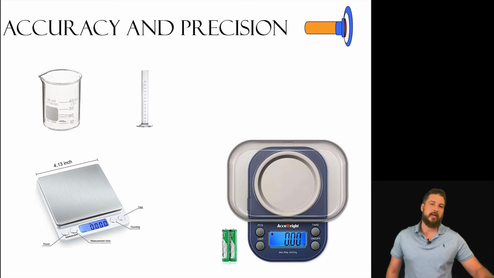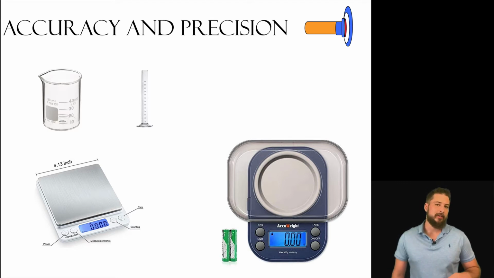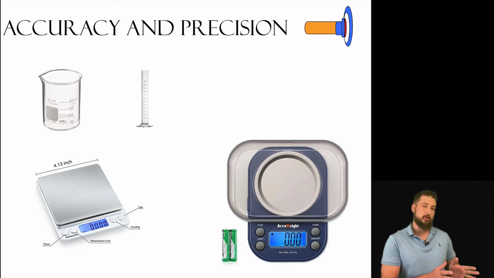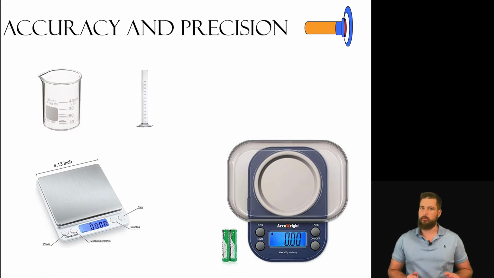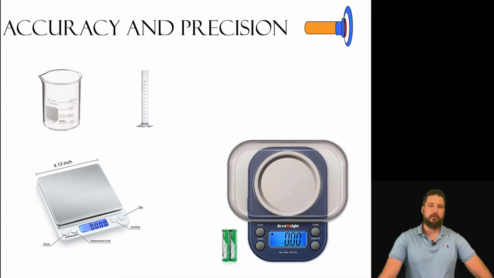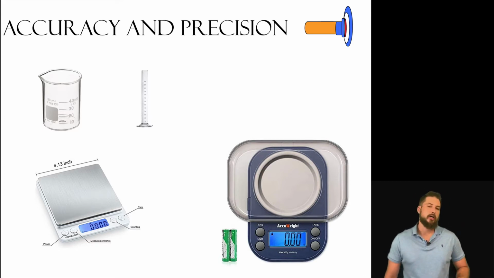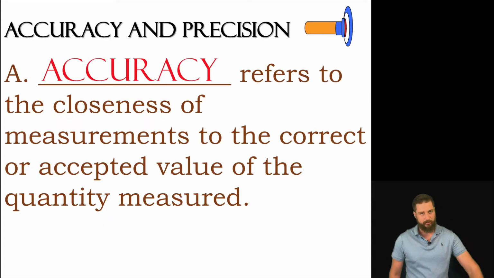Now, if you look at the screen right here, we've got two different types of measurement. We have a beaker and a graduated cylinder, both measure volume. Then we have two scales, both measure mass. And so we're going to talk about how those different pieces of equipment to measure volume and mass, how one might be more accurate or precise than the other. So let's talk about what accuracy is.